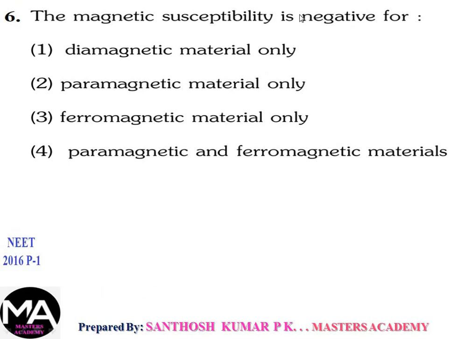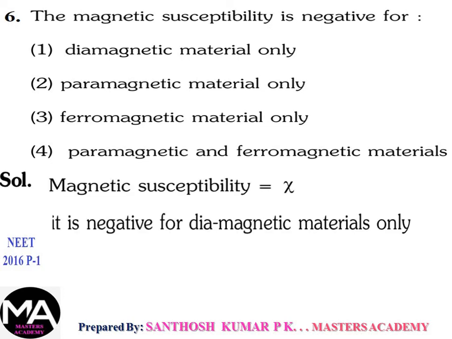Next problem. The magnetic susceptibility is negative for diamagnetic, paramagnetic, ferromagnetic, paramagnetic and ferromagnetic. It is from NEET 2016 phase 1. So solution, we know that there are 3 types of materials: diamagnetic, paramagnetic and ferromagnetic. They are distinguished on the basis of susceptibility, and susceptibility is negative for diamagnetic materials. Therefore the option is the first one.